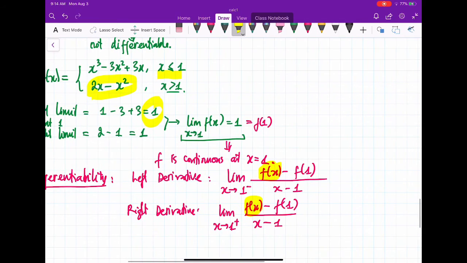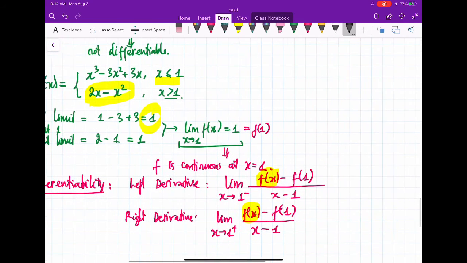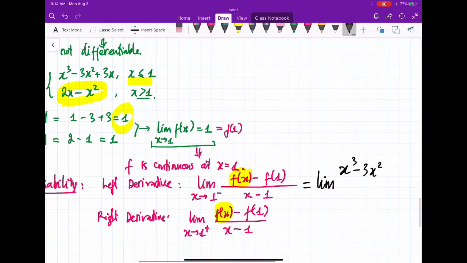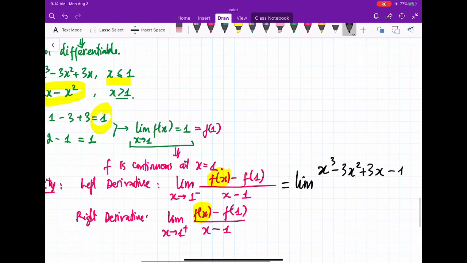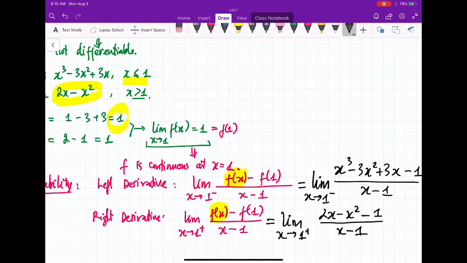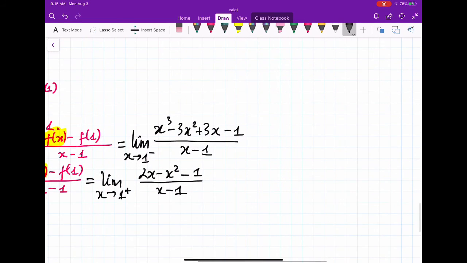Let me write it down, and then we'll see if we can solve that or not, okay? Because it is pretty long. So this is the limit of x cubed minus 3x squared plus 3x minus 1, because f of 1 is 1, right? Over x minus 1 when x approaches 1 from the left. And this one is the limit of 2x minus x squared minus 1 over x minus 1 when x approaches 1 from the right. You see? So this is our left limit and right limit. So we need to consider this.